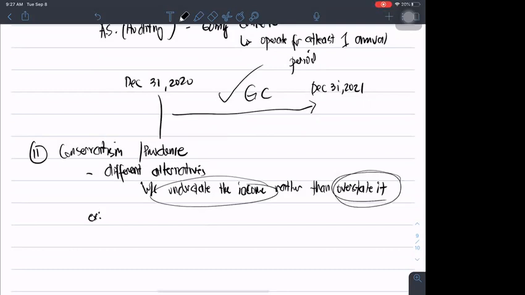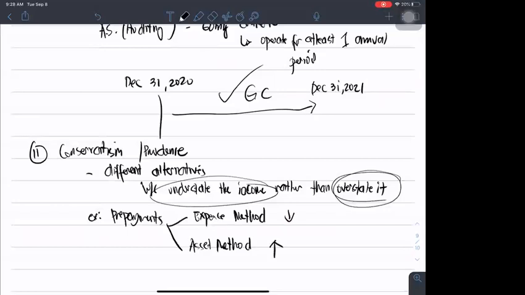So example, we have your prepayments. Your prepayments has two alternatives. We have either the expense method and we also have your asset method. Expense will decrease the income. Asset will increase the asset. So what will understate the income? Expense method. So what alternative will you choose? The expense method rather than the asset method. That is the concept of conservatism or prudence. So if there are different alternatives, choose which understates the income rather than overstates it. Concept of conservatism.